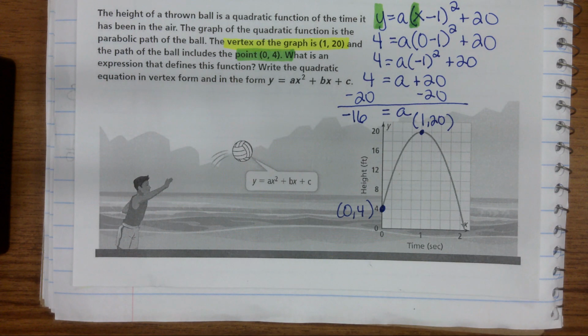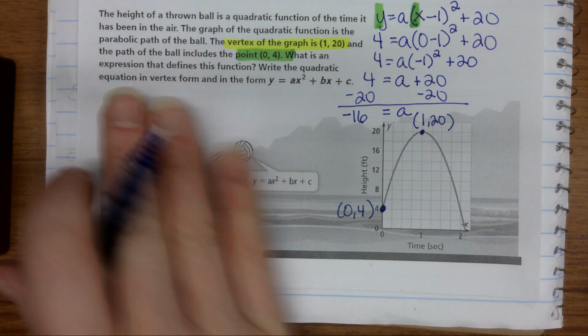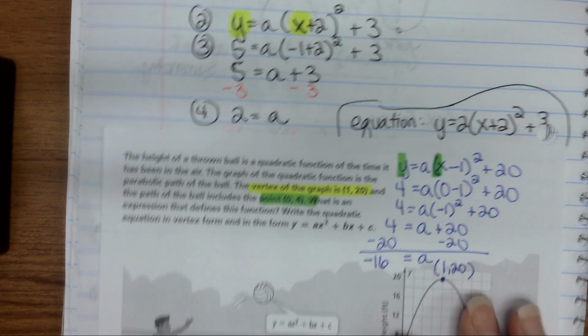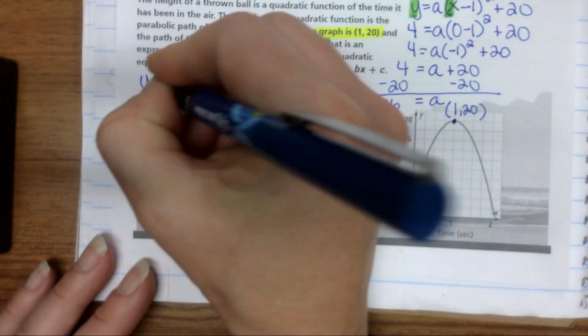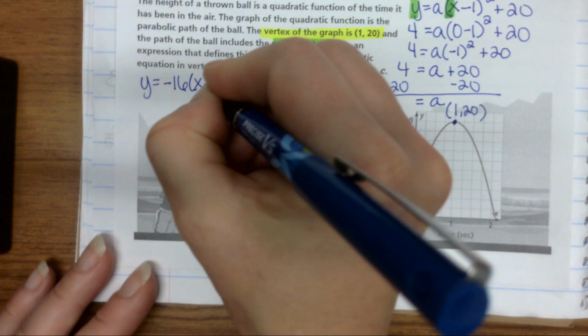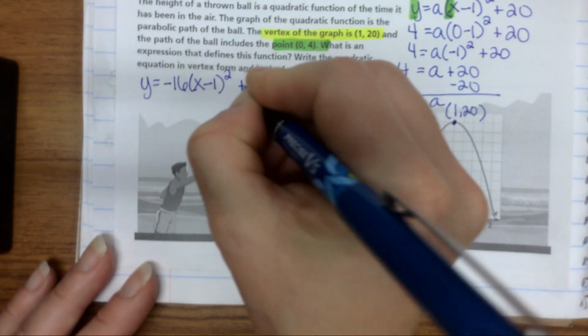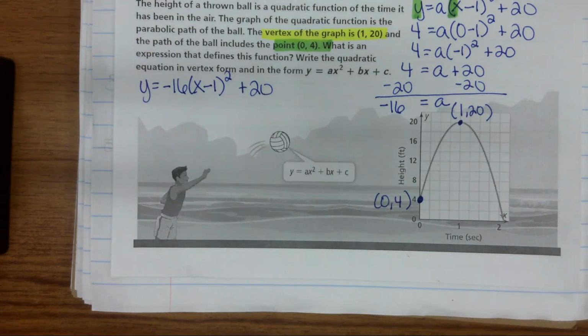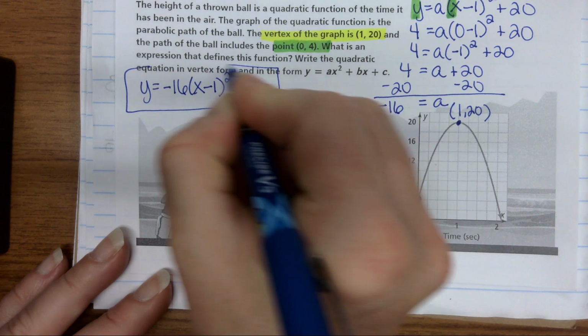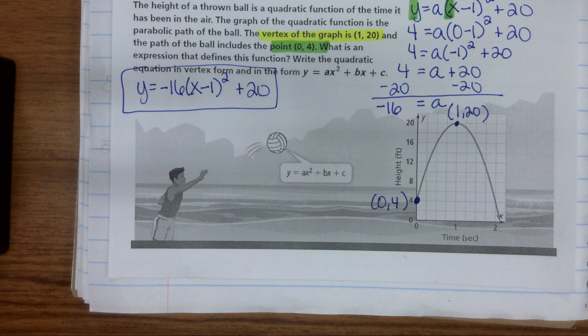All right, so last step, I'm going to write it over here. Our equation in vertex form, I'm going to go back to this top row, and now I know what A is. So y equals negative 16(x minus 1) squared plus 20. Okay, for today, when you do things, you can leave them in vertex form.